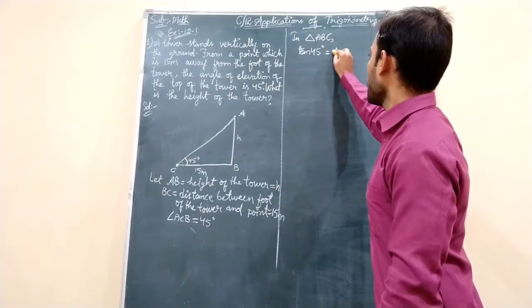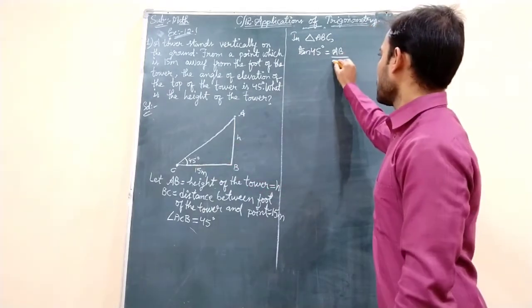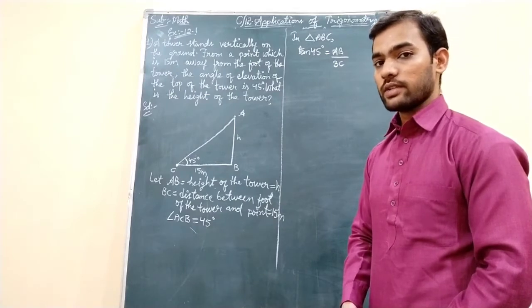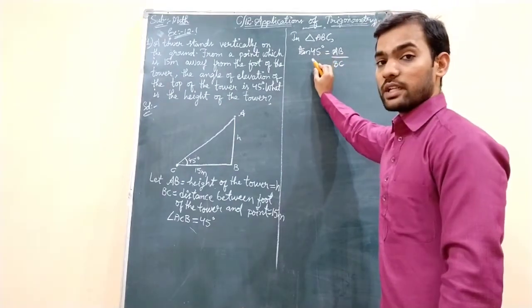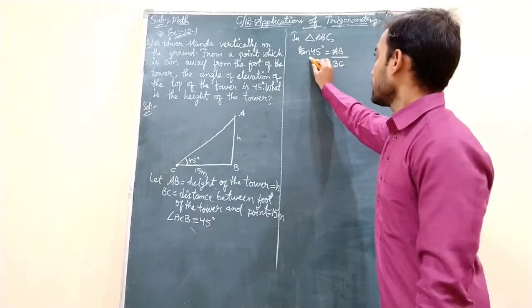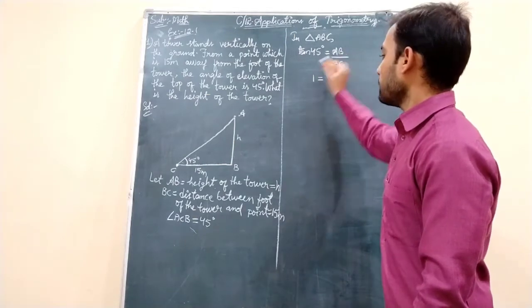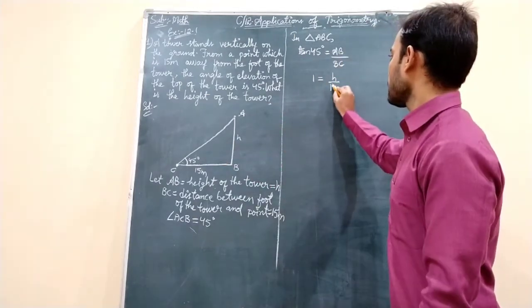So AB by adjacent BC. The formula of tan theta is opposite by adjacent. So that is the reason we have written opposite side as well as adjacent side. If you see the trigonometric ratio of a specific angle table, the value of tan 45 is 1. So 1 equals to AB is H and BC is 15. H by 15 we got.